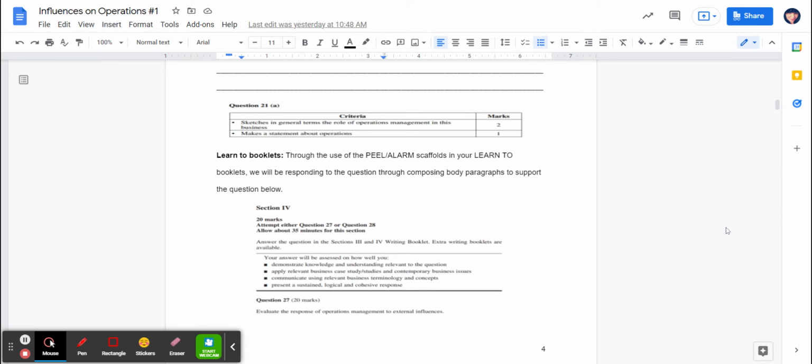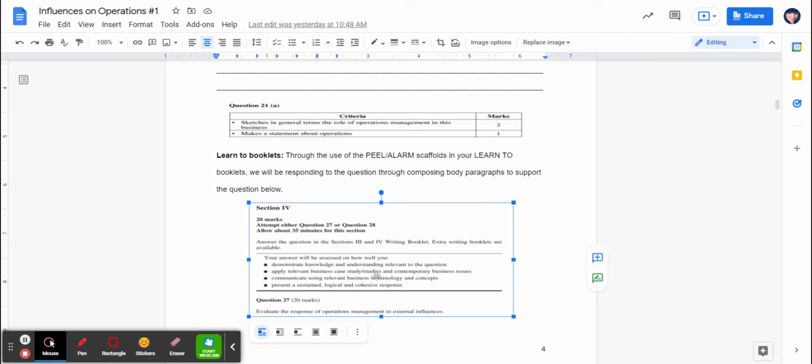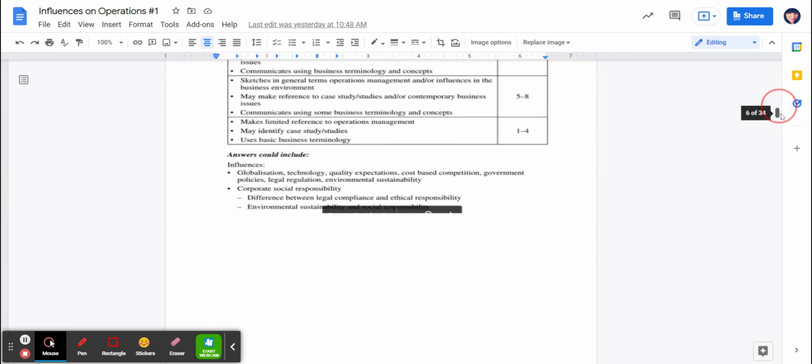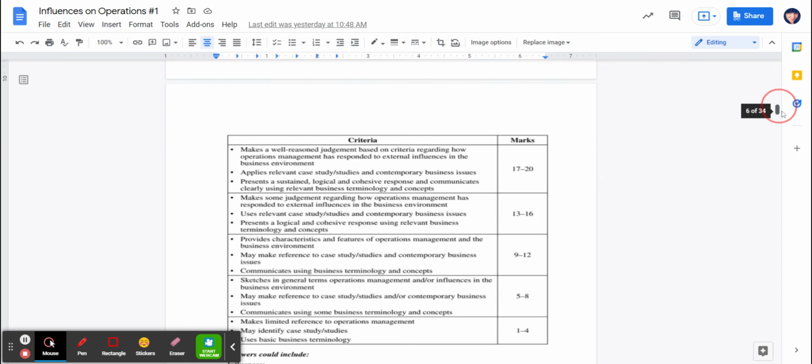In order to unpack the external influences on a business, we will be compiling ALARM or TEAL paragraphs for each of the external influences. This will answer, or prepare you to answer, an extended response question, as evident in this extended response question, which says, evaluate the response of operations management to external influences. And the criteria is there.